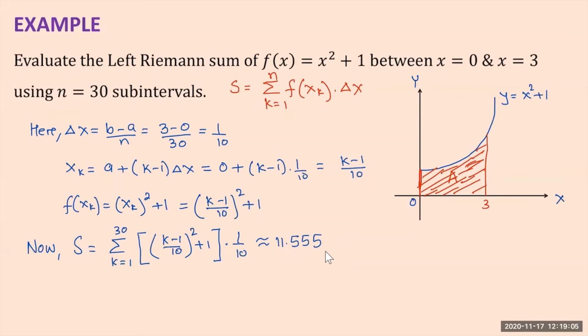If you want to know, the exact area is 12. We are going to learn how to evaluate the definite integral later on. And when we know how to evaluate the definite integral, we'll be able to find that exact area. Here, we are just approximating the area under the curve using the left Riemann sum.